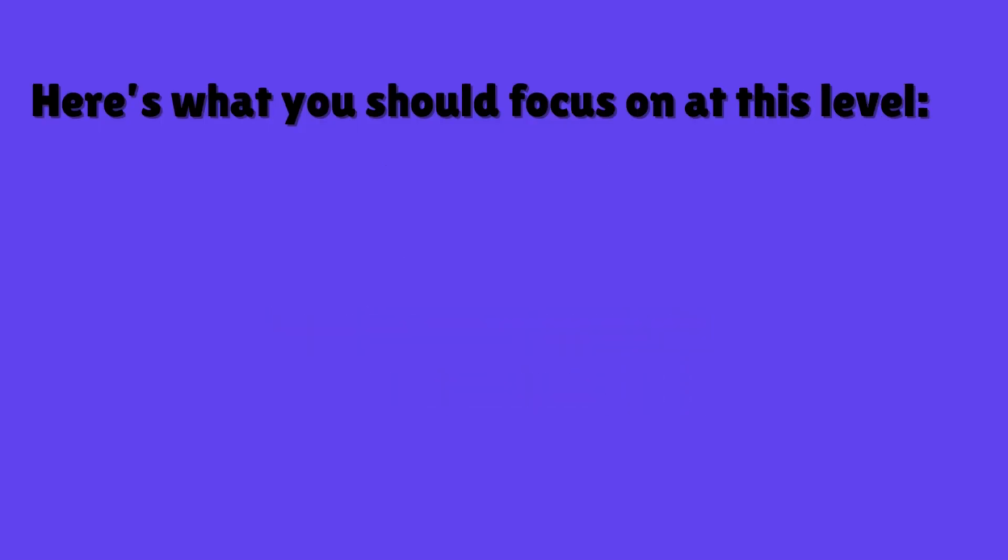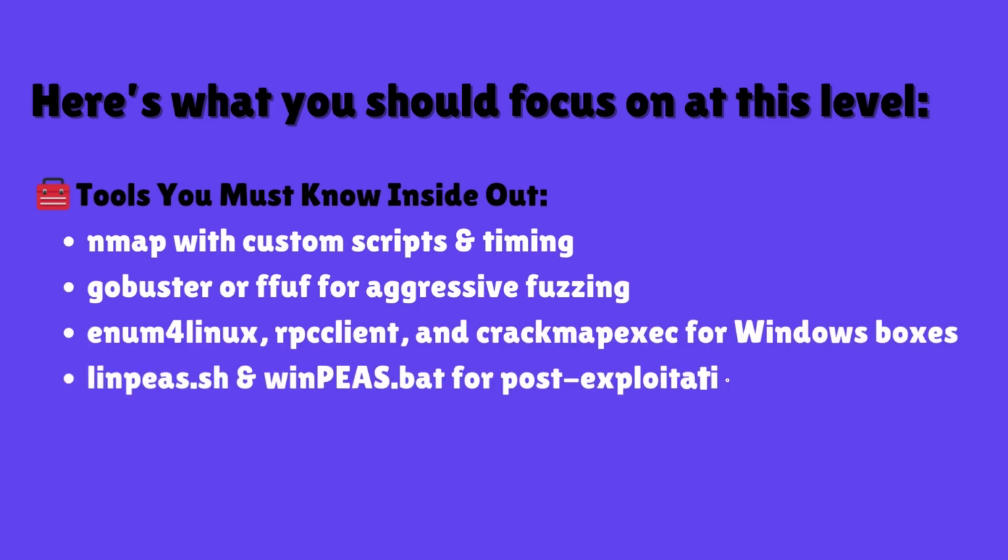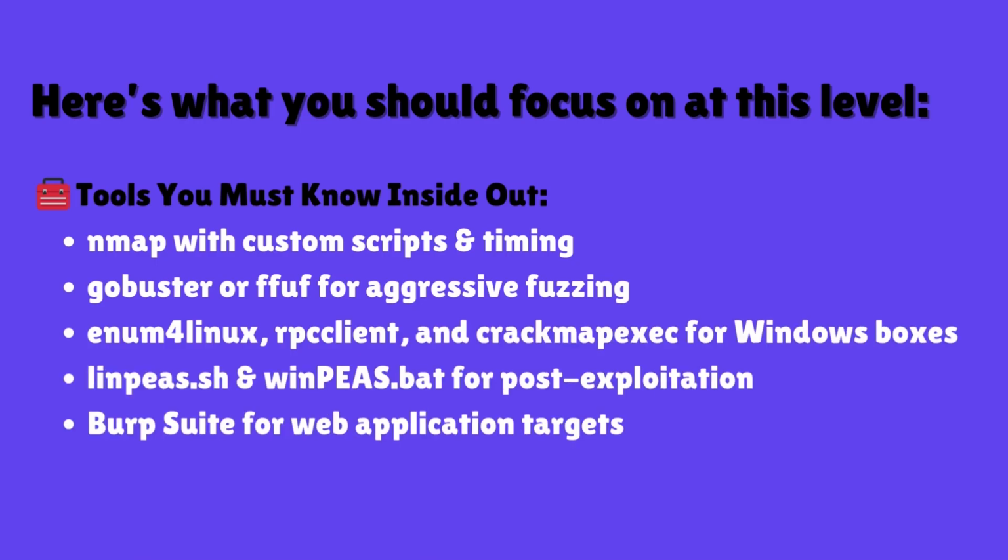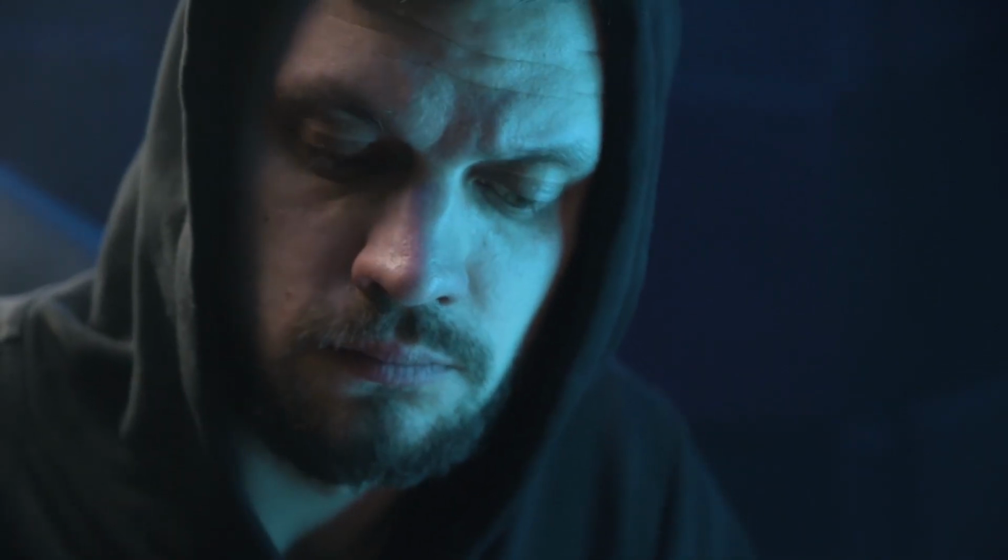Step 2, master the tools you already use. Here's what you should focus on at this level, tools you must know inside out: Nmap with custom scripts and timing. Gobuster or ffuf for aggressive fuzzing, enum4linux for Linux, and CrackMapExec for Windows boxes. linpeas.sh and winpeas.bat for post-exploitation. Burp Suite for web application targets. Bonus, start scripting basic automation, it saves time and shows off real-world skill.